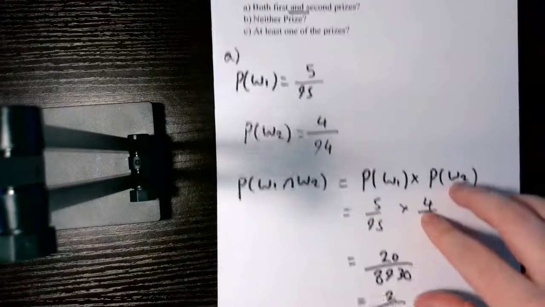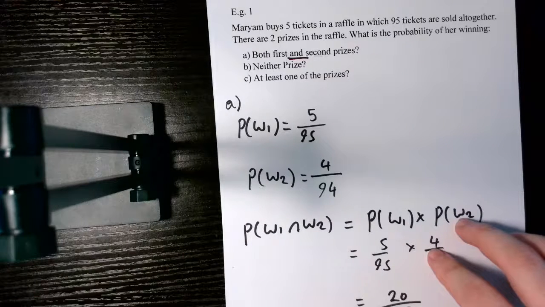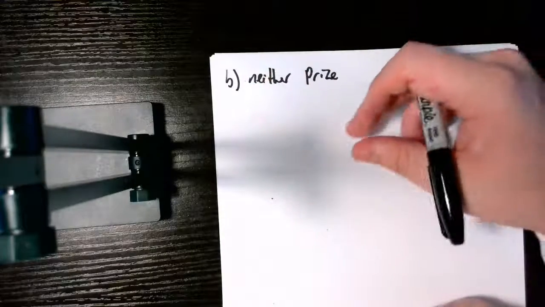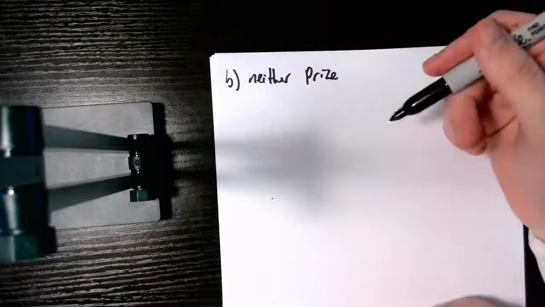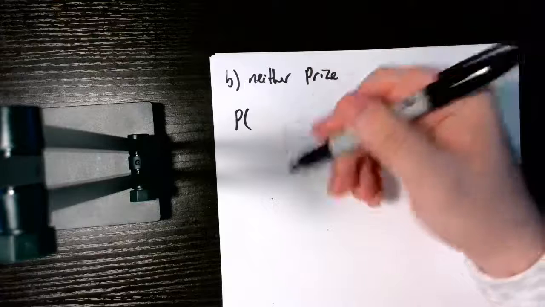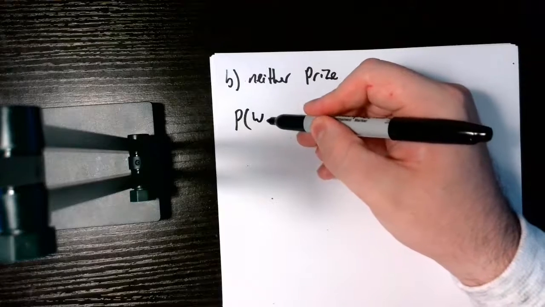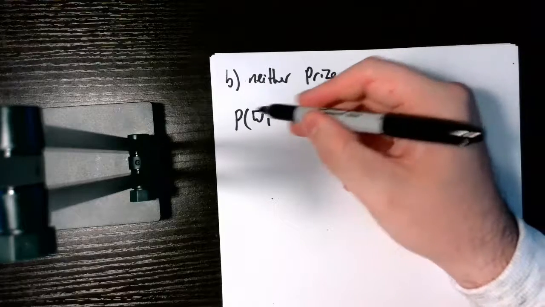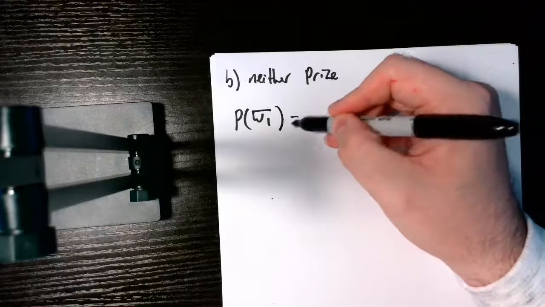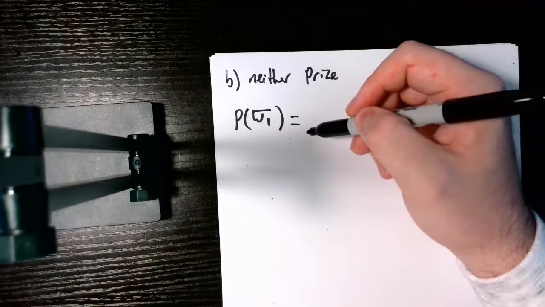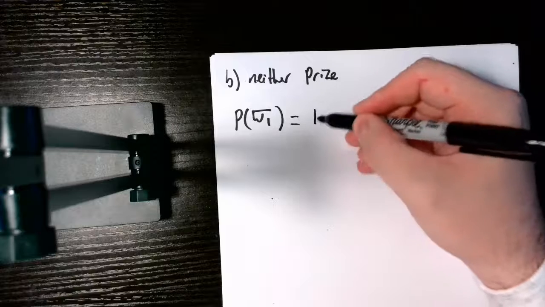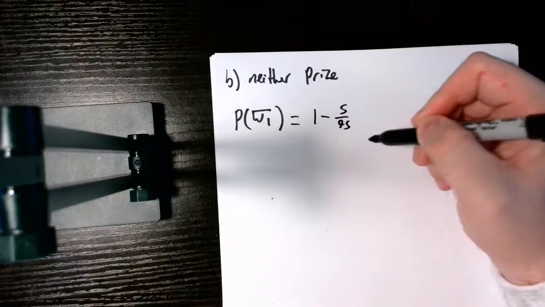So let's take a look at part B of this problem, the probability of her winning neither prize. So in this particular problem, let's think about it just in terms of the first draw, and then we'll think about the second one after. So, for the first draw, the probability of her winning no prize is the same as just the probability of not winning, and I'm going to use this little notation here. That means the probability of not winning in the first draw. Using complementary events, the probability of her winning was 5 out of 95, so the probability of her not winning is 1 minus 5 out of 95.